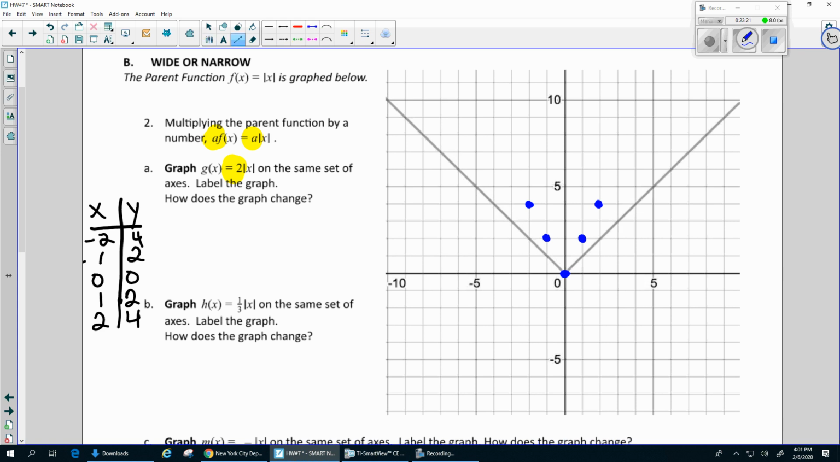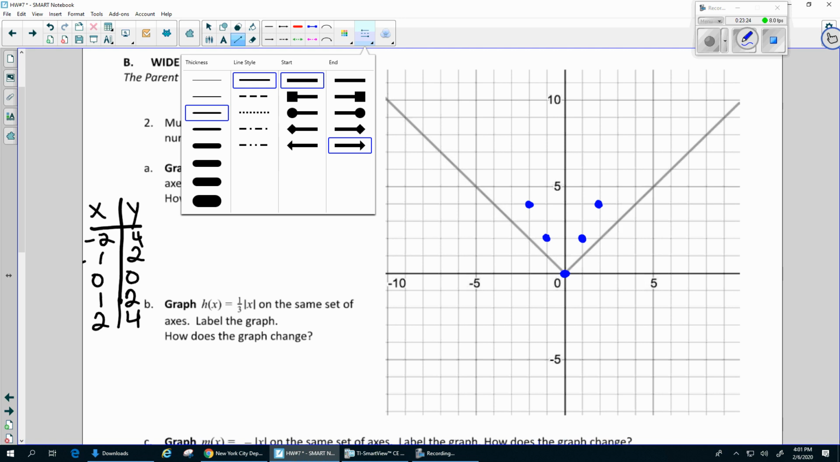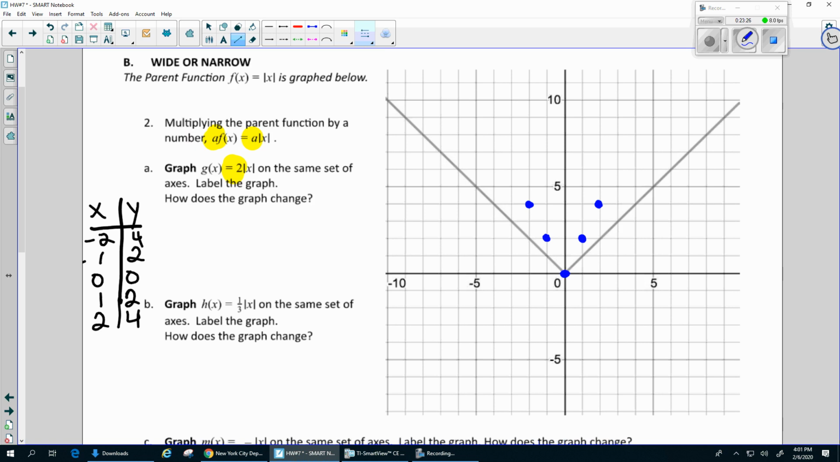I'm going to grab my straight edge and graph my absolute value, extending my lines through the entire graph. Make sure you have your arrows on the ends. And I'm going to label my graph. So this is g of x, oops, excuse me. This is g of x.